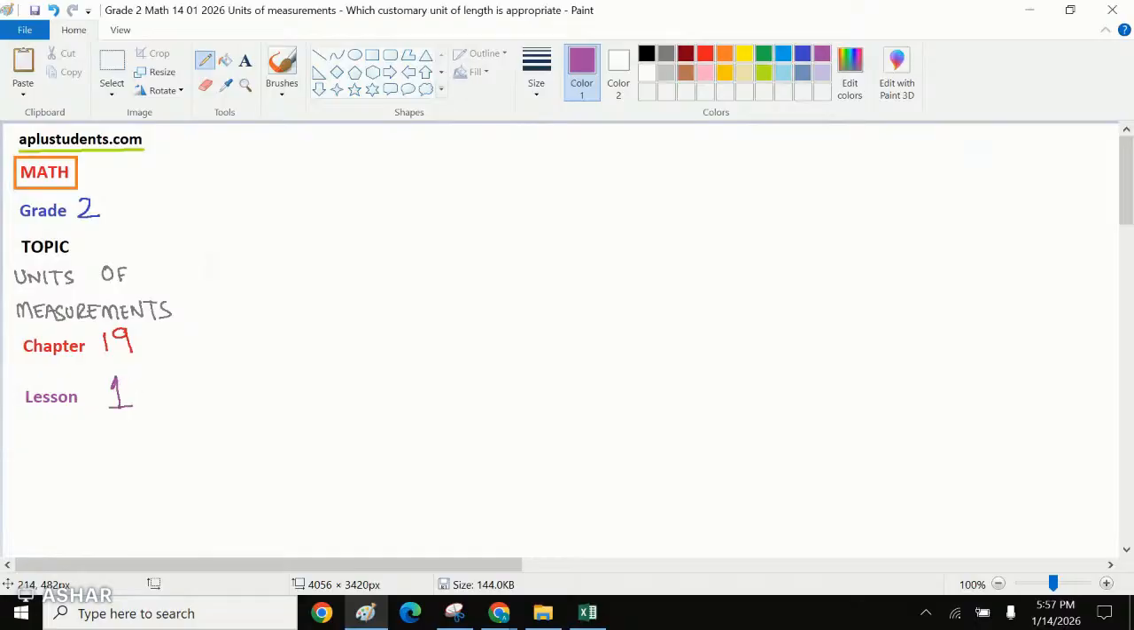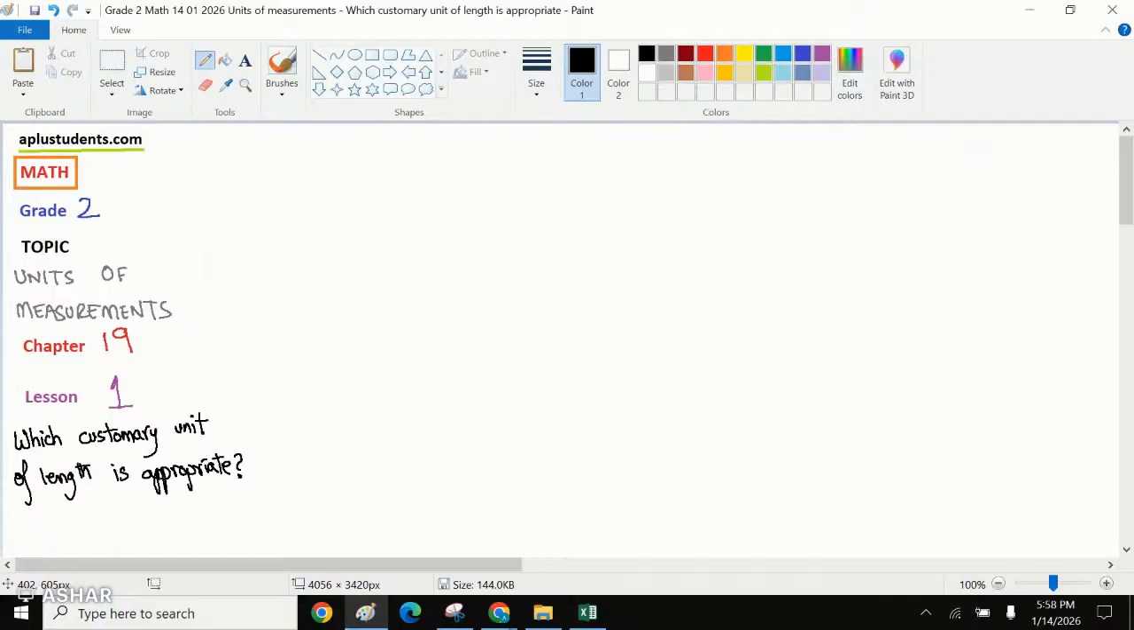Okay, and the name of the lesson is customary unit of length is appropriate. I'll just explain. It means when we are measuring certain things, like the length of a car or the length of a train or the length of an aeroplane, we cannot use centimeters. We have different units, so we use a different unit to calculate.